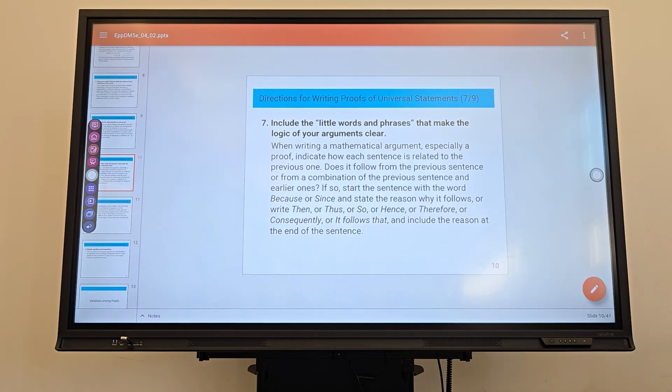Include the little words and phrases that make the logic of your arguments clear. Indicate how each sentence is related to the previous one. Does it follow from the previous sentence or from a combination of the previous sentence and the earlier ones? Begin the sentence with the word because or since and state the reason why it follows. Or include the reason why it follows at the end of the sentence.